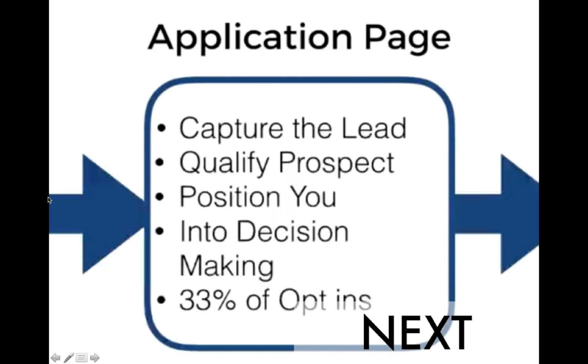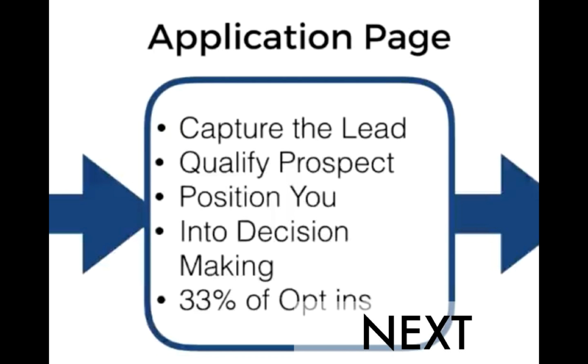So next one, see that little arrow? Straight through to the application form page. This application form is to try and capture the lead. So we want to get their details so we can call them and get on the end of the phone with them so we can convert them into happy customers. This page also qualifies the prospect. So ask them a certain amount of questions. There's another hoop for them to jump through. And doing this, it positions you as the expert.